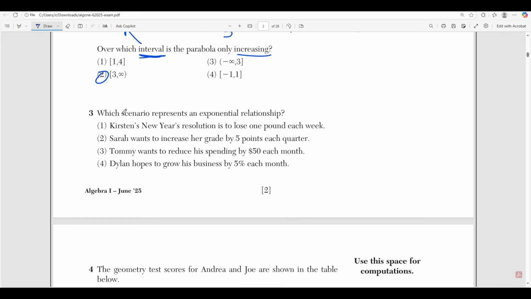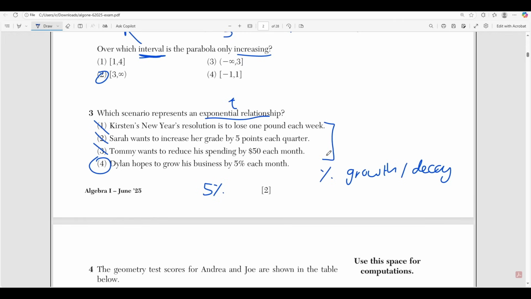Number 3 asks which scenario represents an exponential relationship. The quick trick here is that whenever you see 5% or any sort of percent growth or decay, that relationship is automatically going to be exponential, which is why choice 4 is the correct answer. An exponential relationship is when you change by a different amount. Choice 1, 2, and 3 are linear relationships.